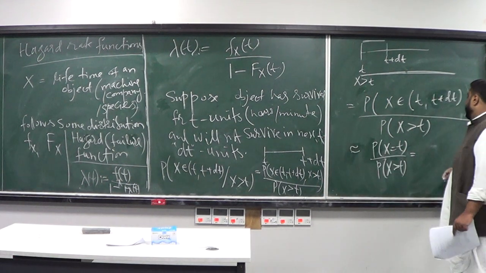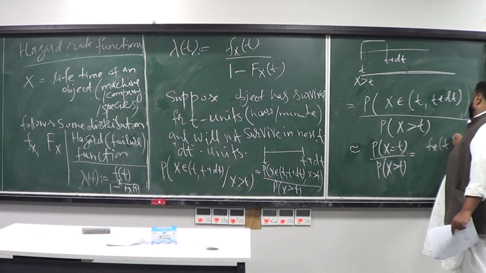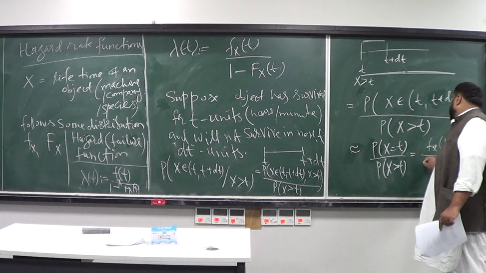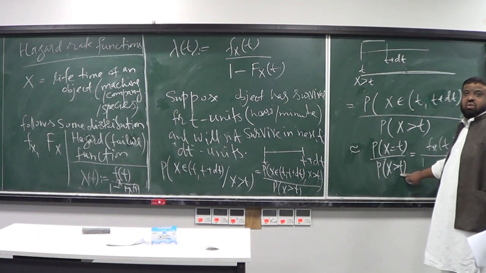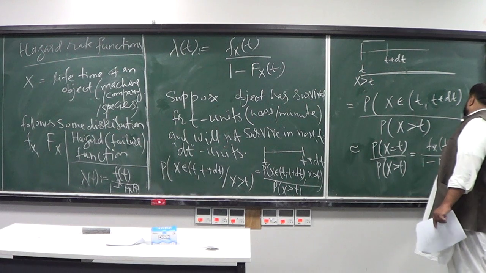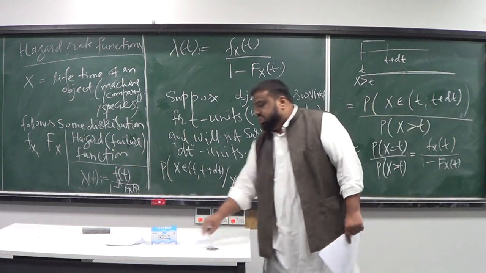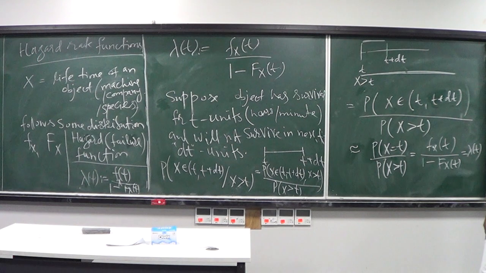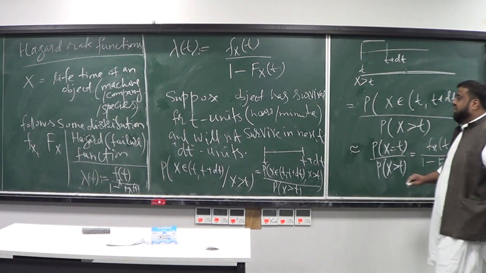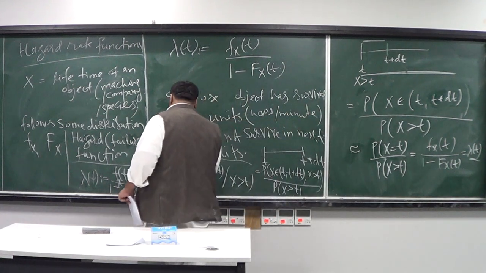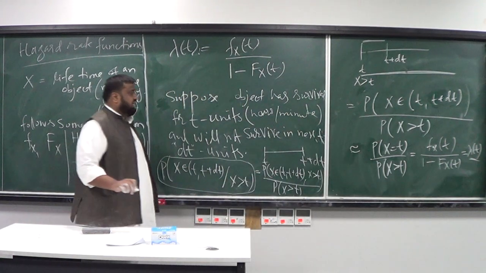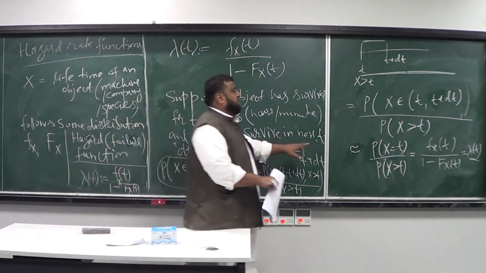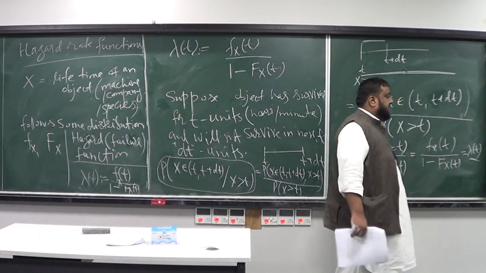Now this probability of x equal to t, I can write as f_X of t, and the probability of x bigger than t, I can write as 1 minus the probability of x less than or equal to t, or 1 minus F_X of t. So precisely the same function lambda of t appears again. But this lambda of t is now roughly equal to this conditional probability. Whatever the interpretation of this conditional probability is would be the interpretation of lambda of t, because they are both approximately equal.